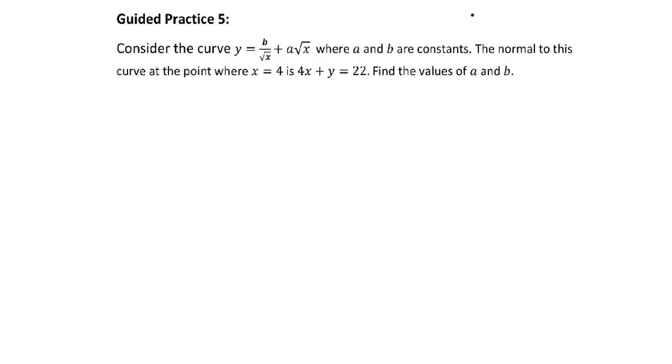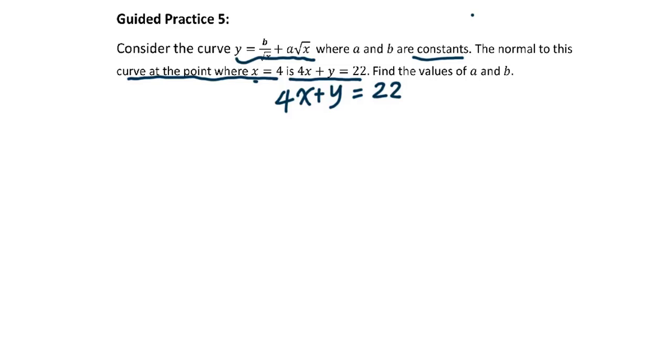Let's go to guided practice 5. Consider the curve they give you, where a, b are constants. The normal to this curve at the point where x equals 4 is this function. Find the value of a and b. You have 4x plus y equals 22.